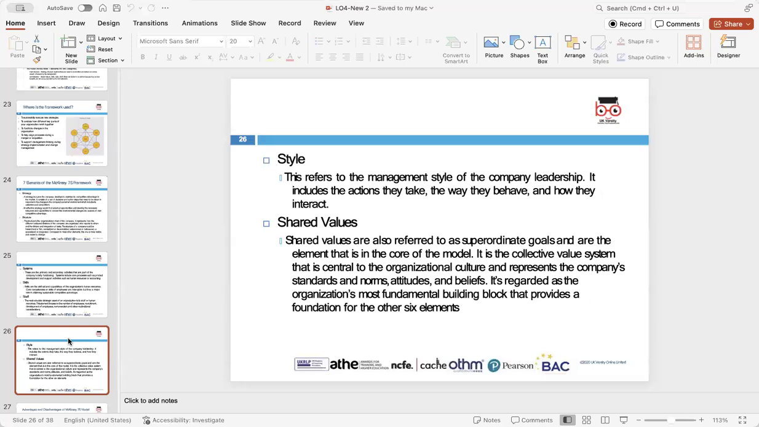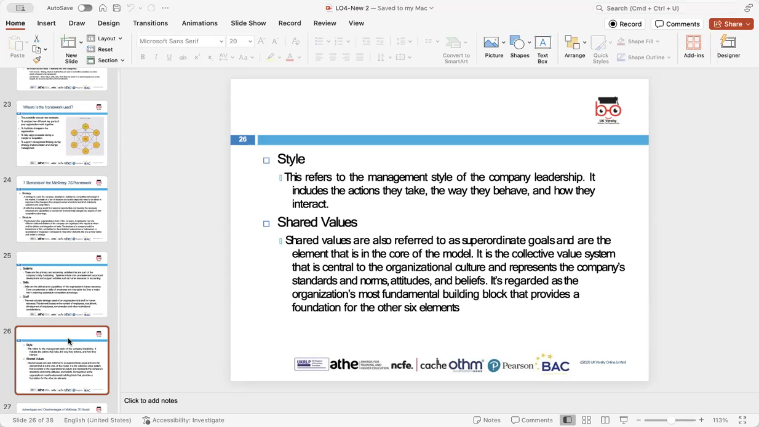Next one is style, which refers to the management approach and behavior of leaders. It includes how leaders interact with employees and handle various situations. Management style affects organizational culture and employee morale.